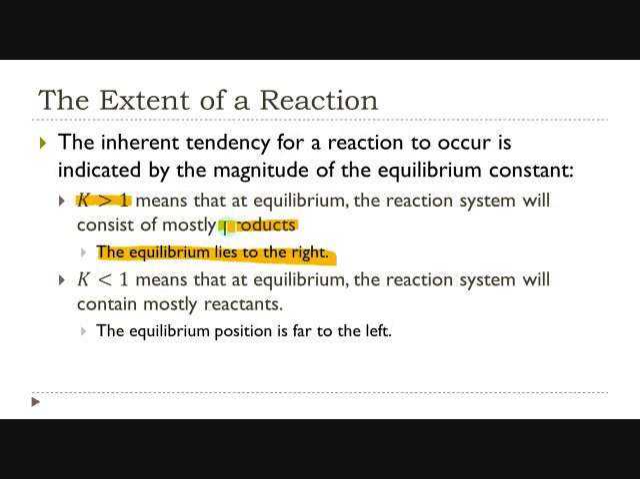When K is less than 1, so it's a small value, that means that it contains mostly reactants, so the position would be to the left. This is information that you need to remember: when K's values are very large, you mostly have products. When it's very small, you mostly have reactants. Most of the time, we progress to the products, so most of the time our K's will be larger.